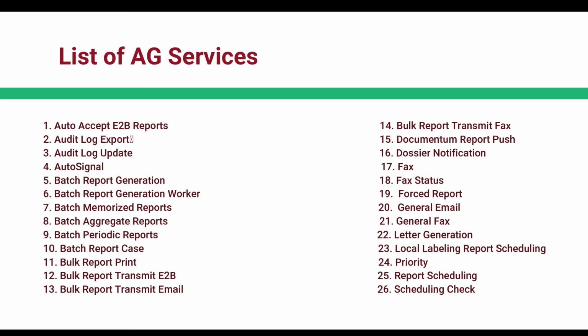So to summarize what we have learned today, we have learned how to configure AG services. We have learned that for each AG service we will have to create one particular user. So if we have to configure 26 different AG services, we will have to configure 26 different AG service users in our Argus console, and we will have to associate both the AG service and the AG service user in our Argus Safety service configuration.